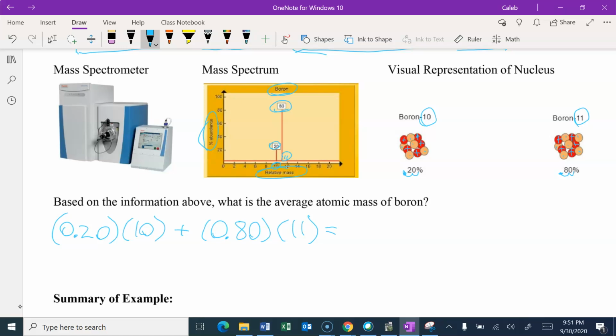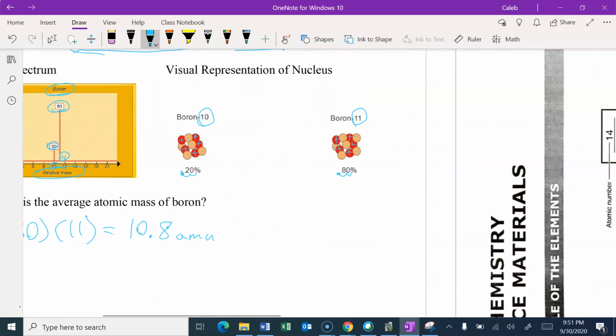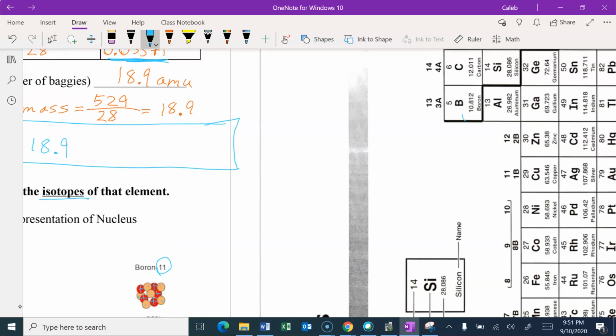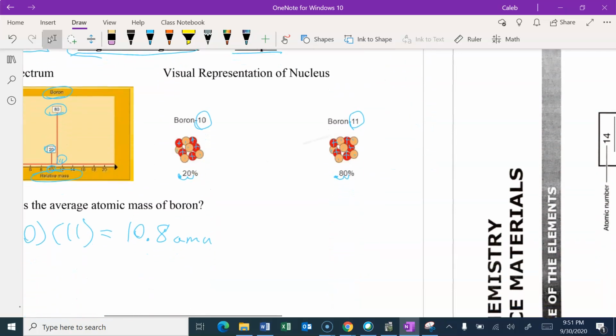So that's our formula. That's basically how it works. It's your percent turned into a decimal times the mass plus the other percent turned into a decimal times the mass. When you add that up, you're going to get 10.8 AMU. You could confirm that that is correct by checking boron and seeing if that's really close to the same mass. Boron has a mass of 10.812, so 10.8 is very close to the same mass.